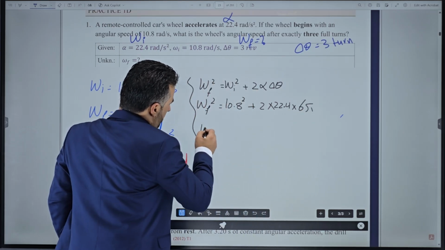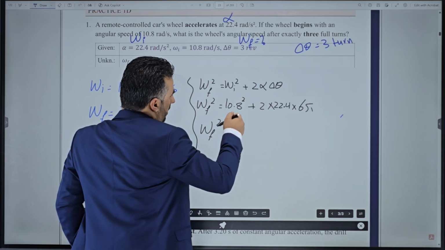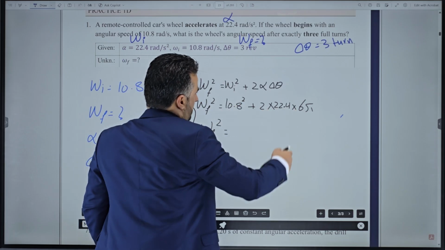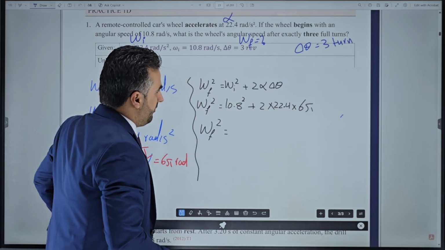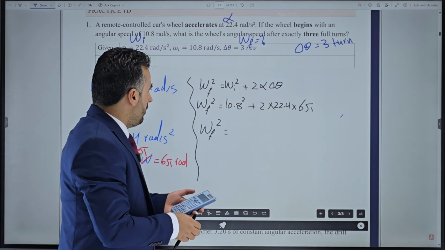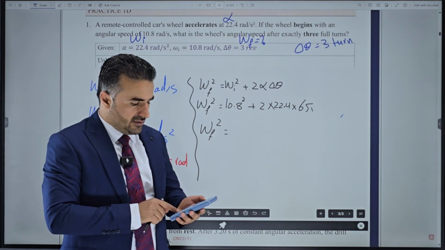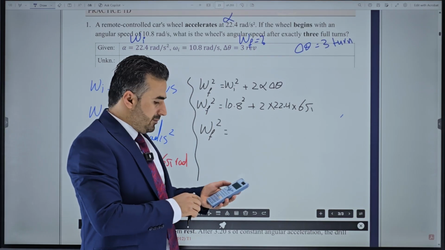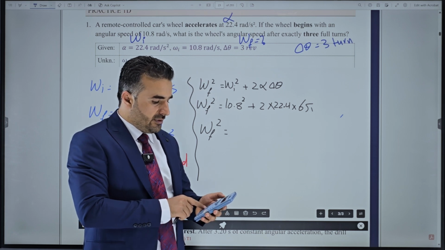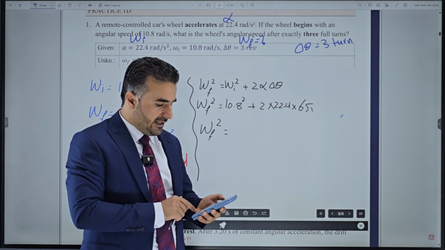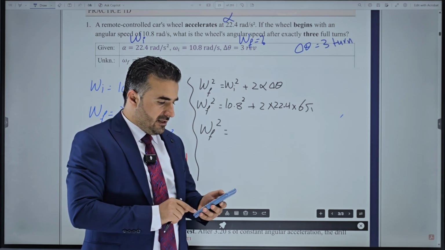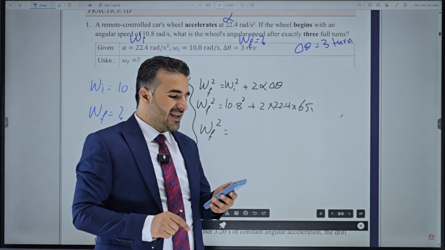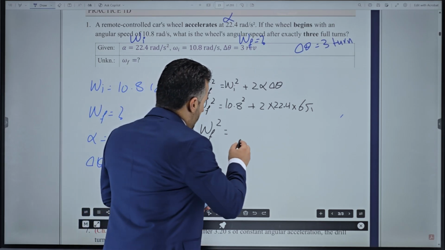Now all you have to do is just do this one: omega final, like 10.8 squared plus this much, and then you can find omega final. So let's find out what omega final is. It is equal to 10.8, don't forget that is squared, plus 2 times 22.4 times 6 pi. The answer is going to be equal to 961.1.